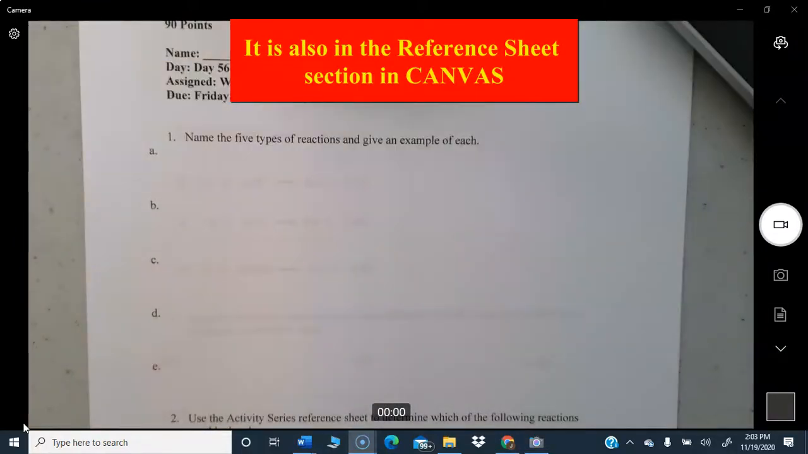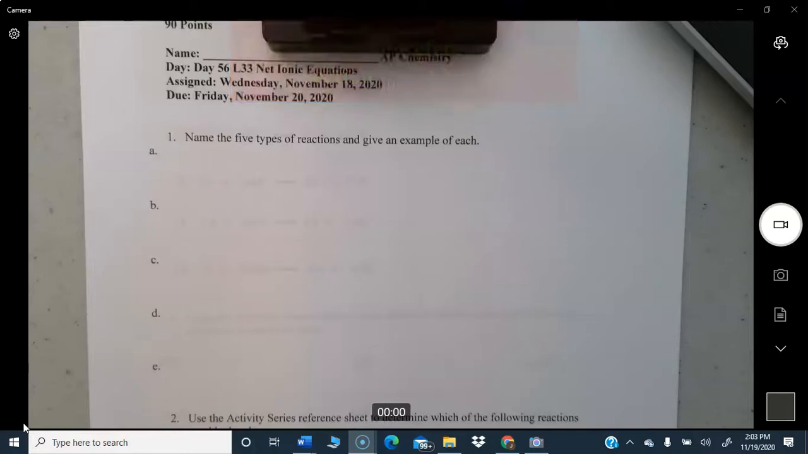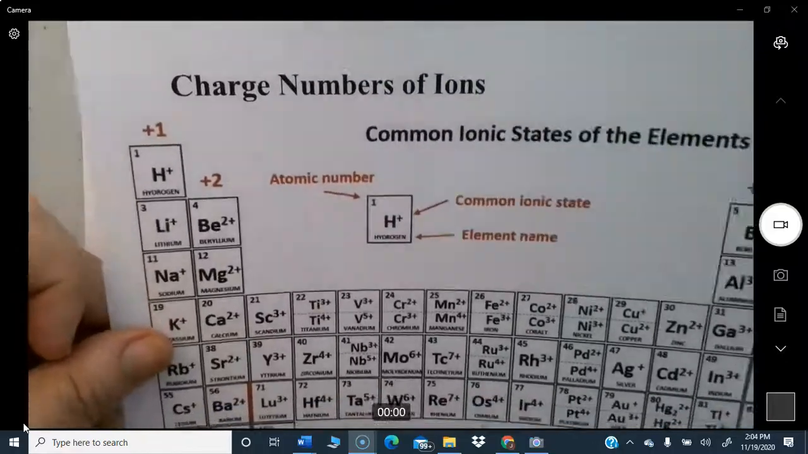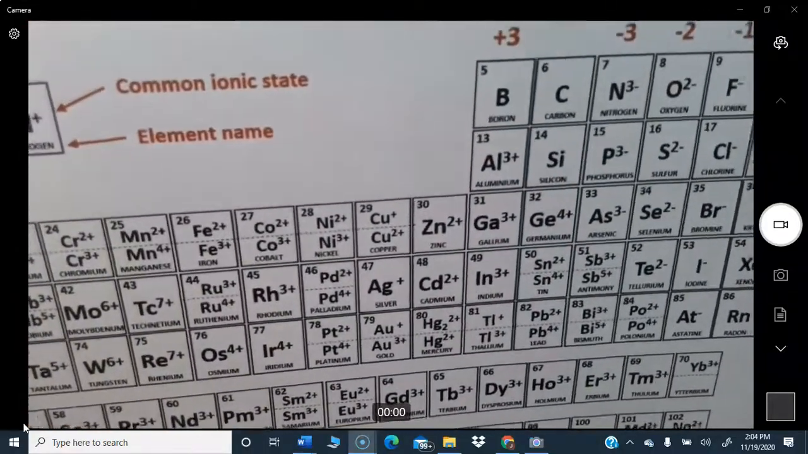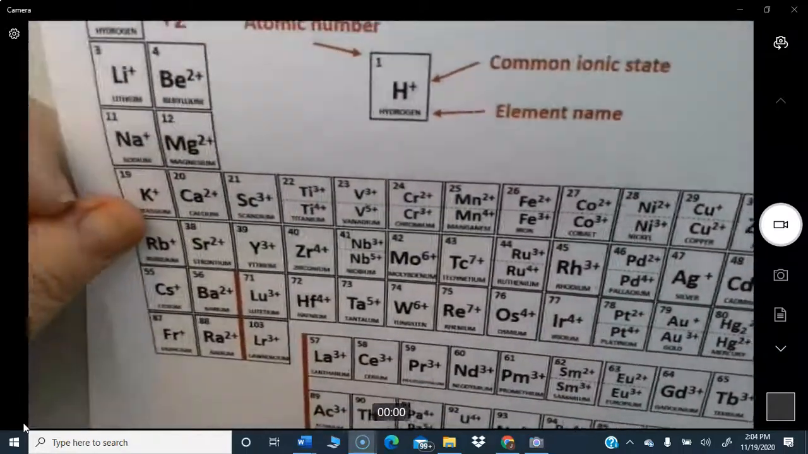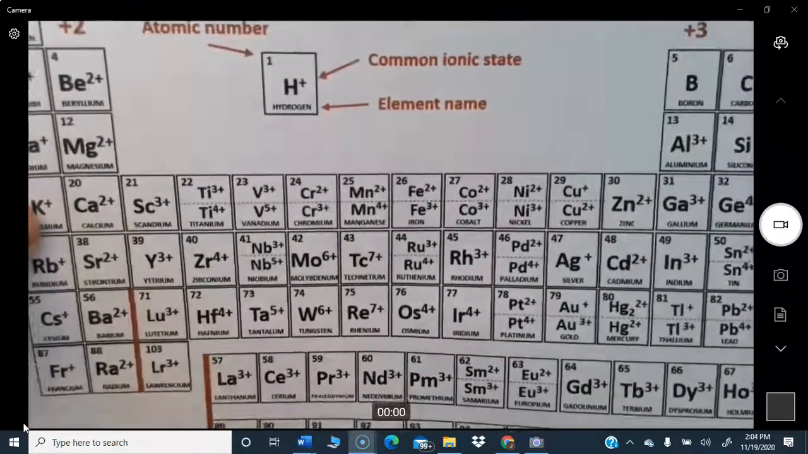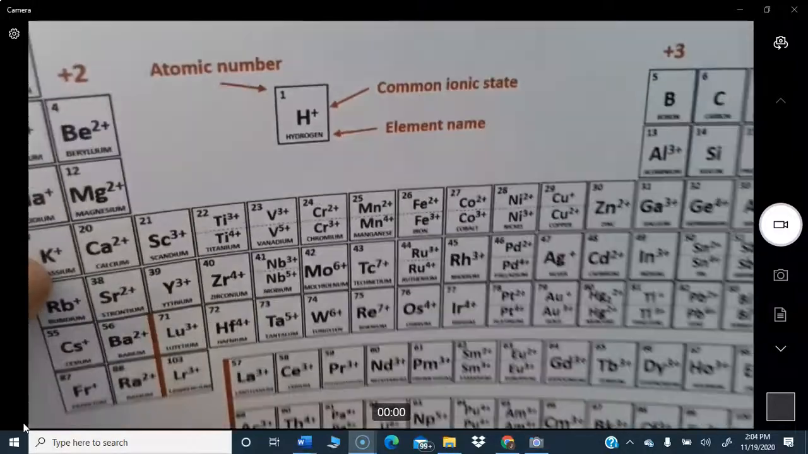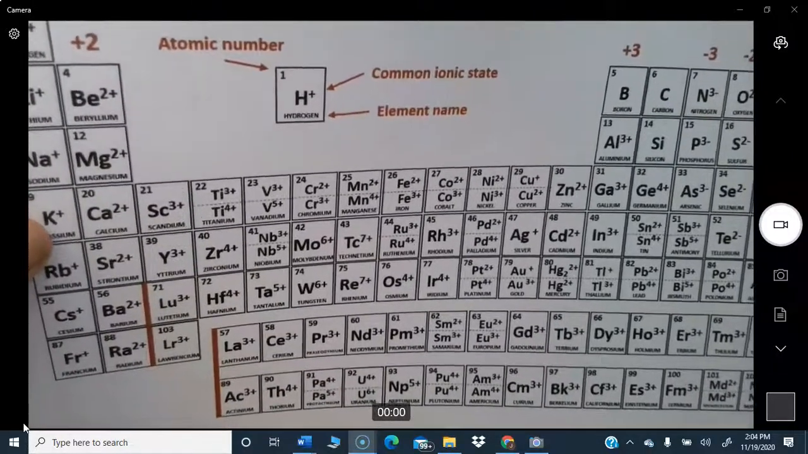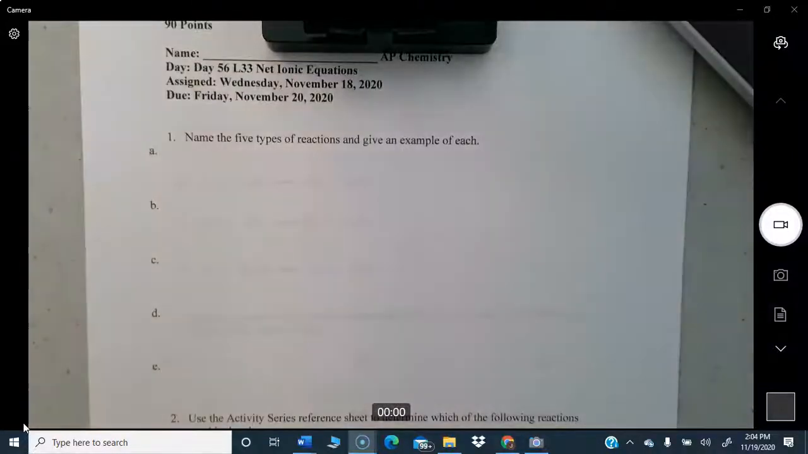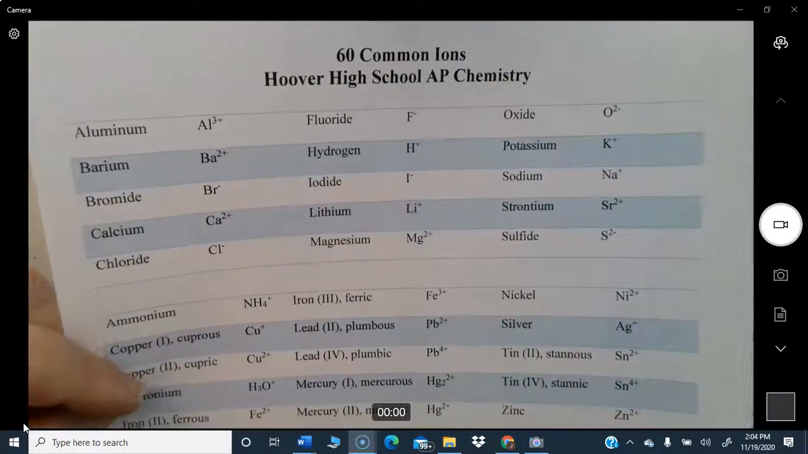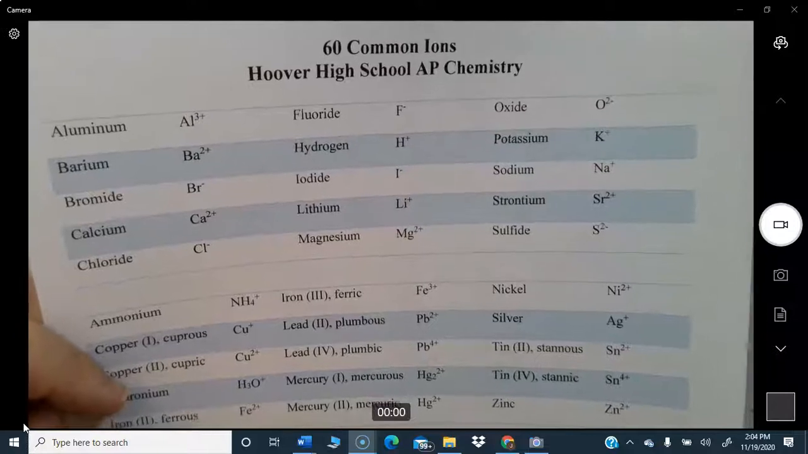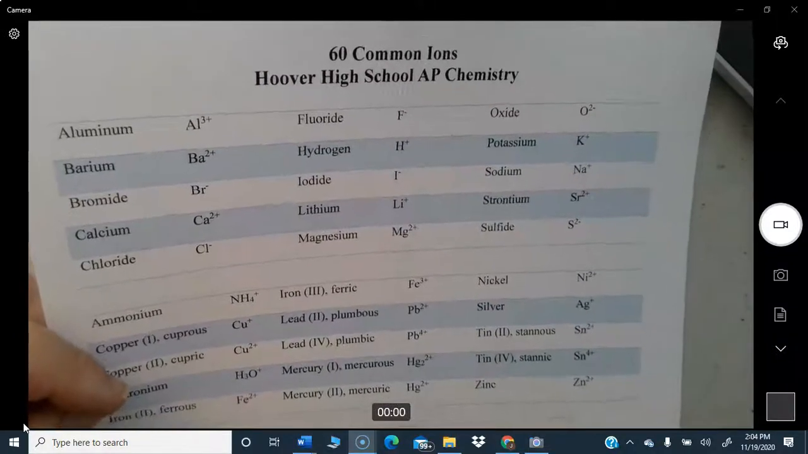Next, there are 2 sheets that relate to ionic charges. One of them is this charge numbered by ions. It's a periodic table which shows the charge that any of the elements on the periodic table will take on. Some of them are more than one element, so we did this back in the foundations unit. The other one that goes along with that is the 60 common ions. The periodic table that you just saw has every single element on it.